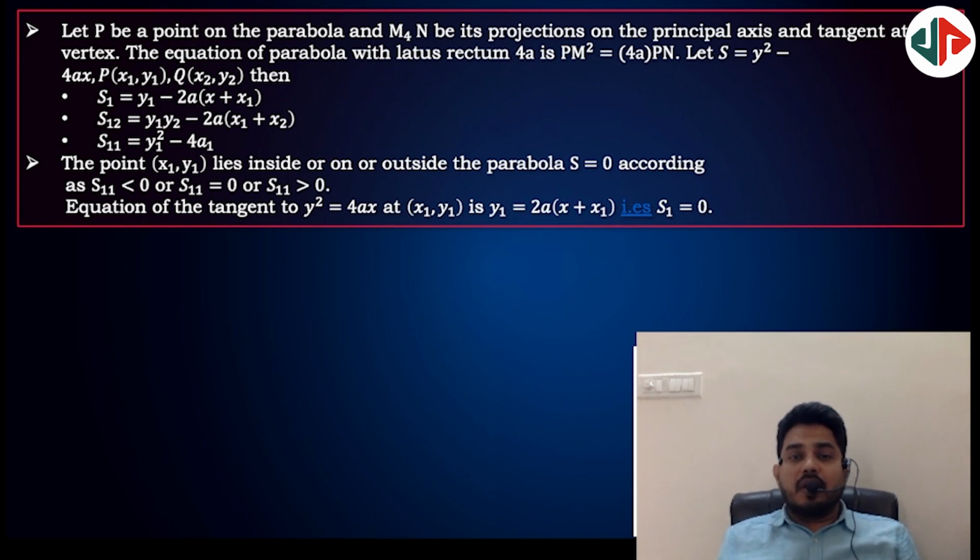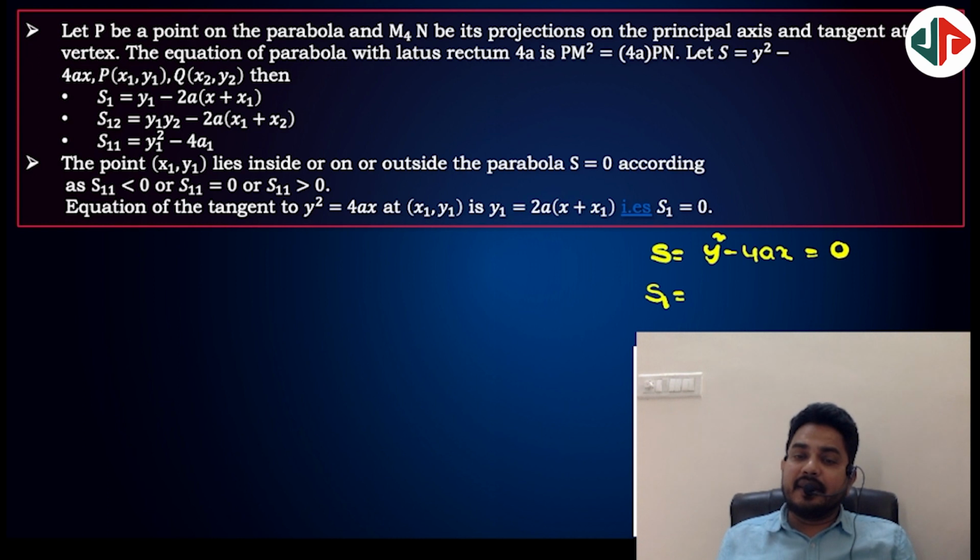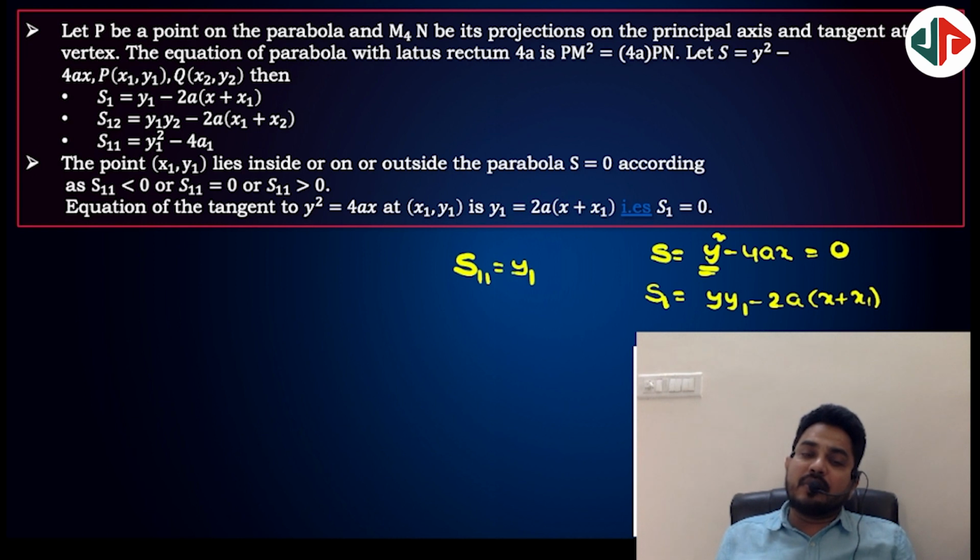Now, notations and standard points here. S is equal to y square minus 4ax is equal to 0, the parabola. S1 is obtained by replacing y square with y y1 and 4ax with 2a into x plus x1, so S1 is y y1 minus 2a into x plus x1. And S11 will be equal to y1 square minus 4ax1.